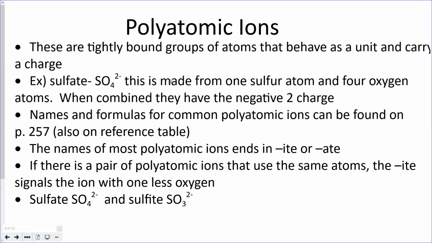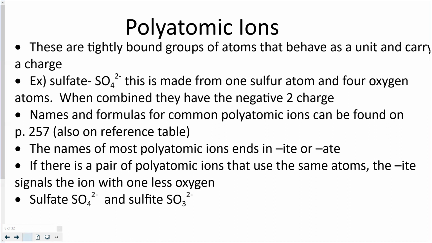There actually is a list of these on the back of your reference sheet. If you turn to the back page where the Bohr diagram was, to the left of the Bohr diagram is a table of common polyatomic ions. The names of most of these, you'll notice, end in either ITE or ATE. And if there's a pair of polyatomic ions that are made up of the same elements, the ITE is going to signal the ion that has less oxygen. So if you look, there's a sulfite and a sulfate. The sulfite is the one that has less oxygen.